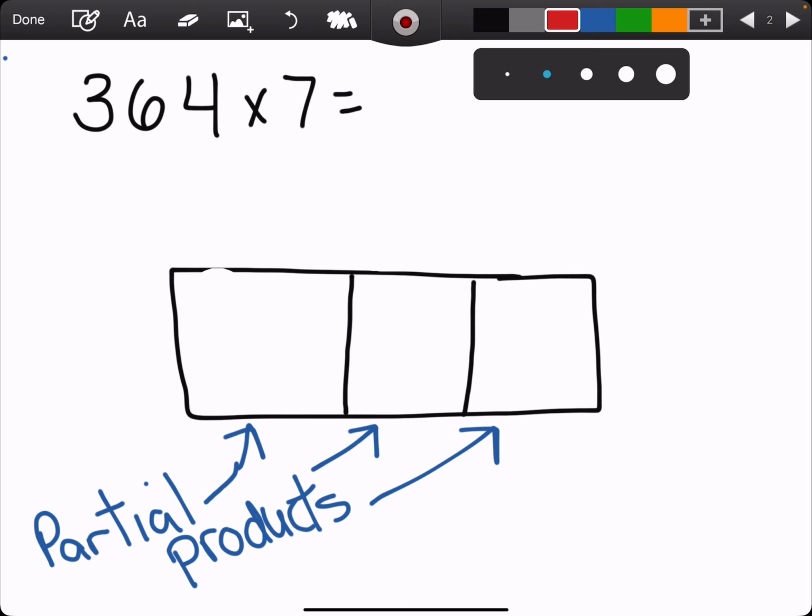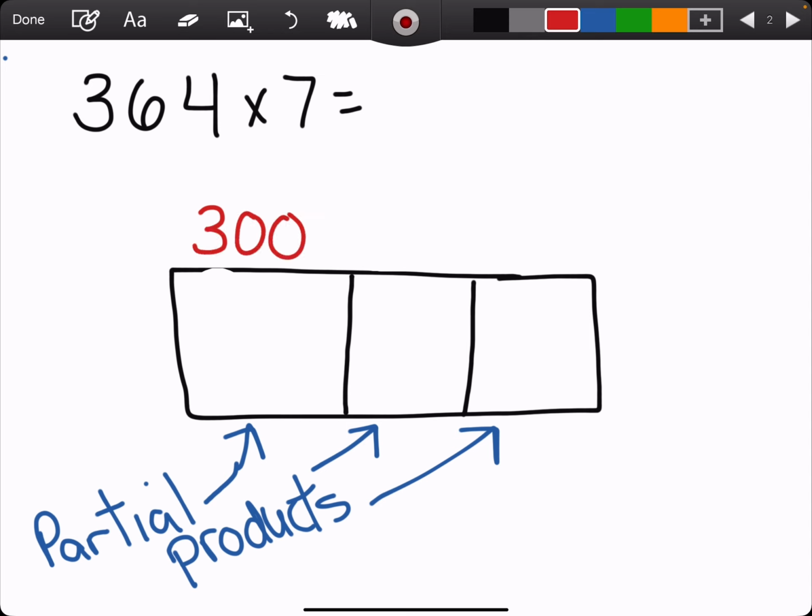So how do we break 364 down by place value? The value of the 3 is 300. The value of that 6 is 60. And the value of that 4 is 4. And we're multiplying 364 by 7, so I'm going to put that on the side.